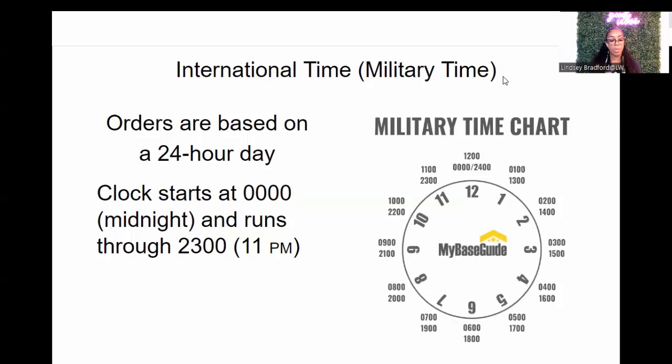Okay. So the clock starts at 0000, 4 zeros. And it starts at 0000, which is midnight, and it runs through 2300, which is 11 p.m. Okay. So that means that when you're thinking about military time or the 24 hours in a day, when we give patients the medication, we want to make sure that they have enough to last them for the 24 hours a day. Okay.